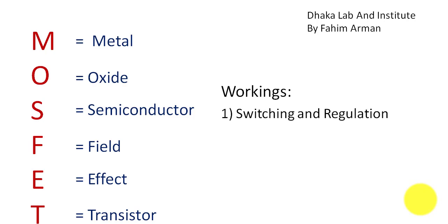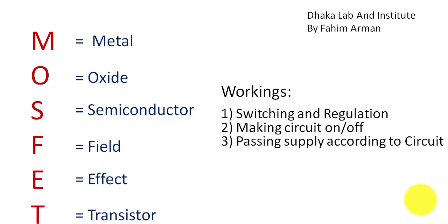MOSFET is usually used for switching and regulation purposes, and when it is needed to switch and to regulate the voltage, MOSFET is very needed. MOSFET is also important for making a circuit on or off, and for passing supply according to the circuit.